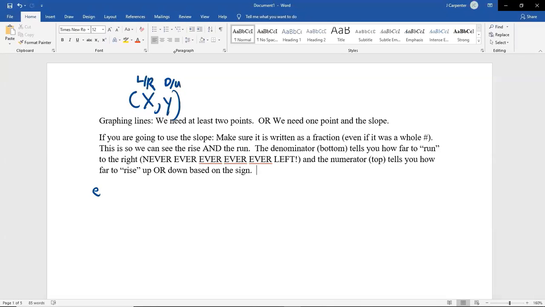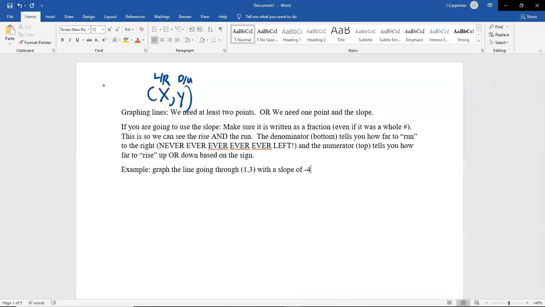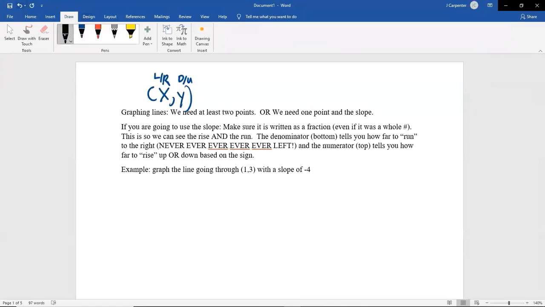All right, so for our first example, graph the line going through 1, 3, a slope of, let's go with -4. So when you're doing this by hand, you'll have to actually make your axes. In my math lab, they'll be set up for you automatically. Same homework and tests. There we go.